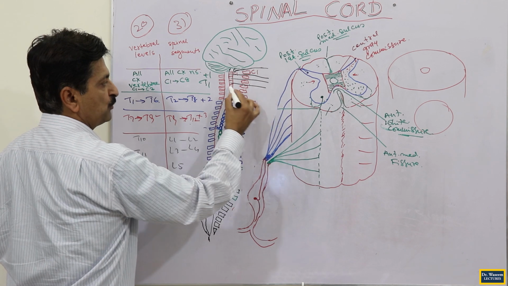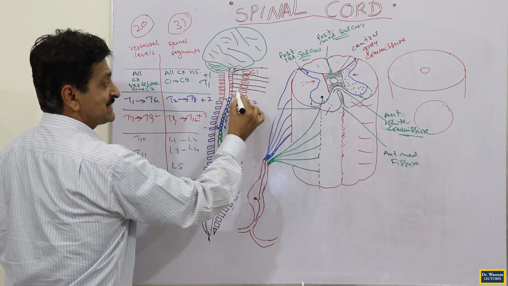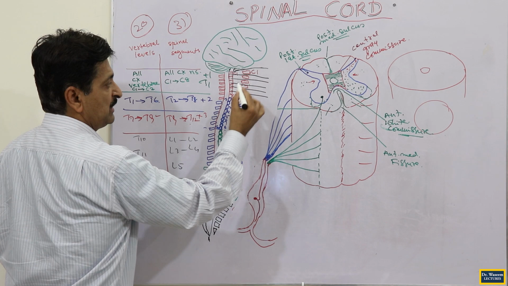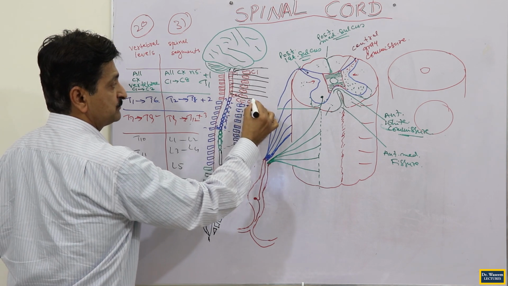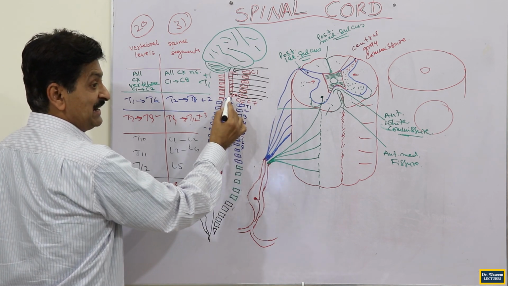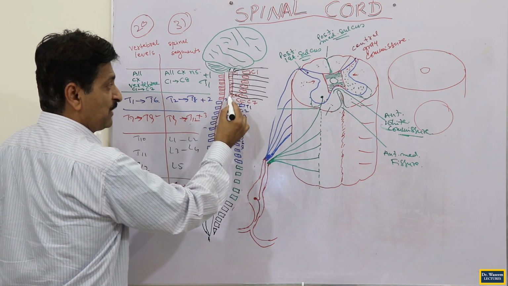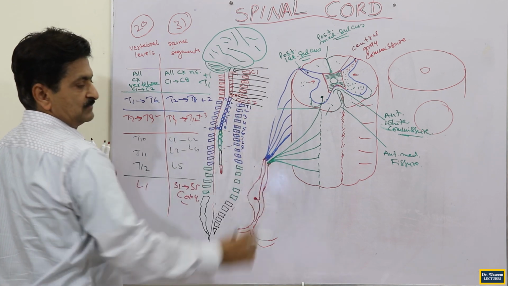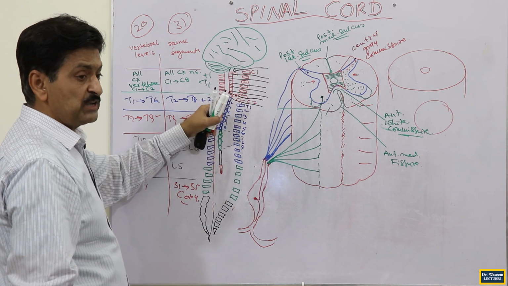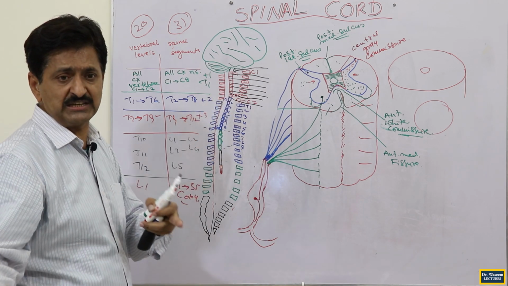C4, upper border of C4. C5, upper border of C5. C6, upper border of C6. C7, upper border of C7. But what about C8 nerve? C8 from lower border of the C7. Why lower border of C7? Because we have C8 nerve, but we don't have C8 vertebra.